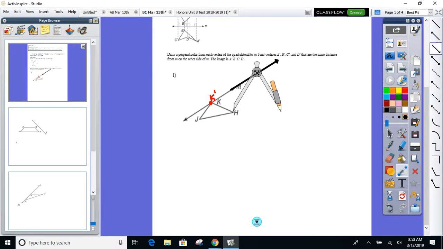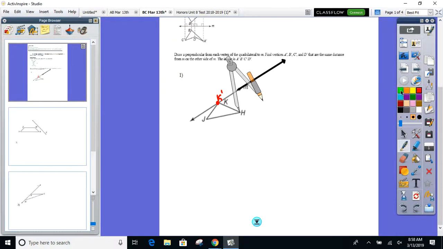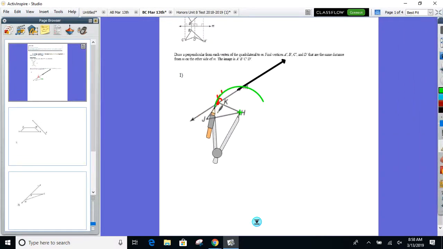So put your compass point on H. Again, make an arc that's going to intersect line M in two spots. And then anybody remember from here? Remember, we made 2 points of intersection on purpose. Emma?